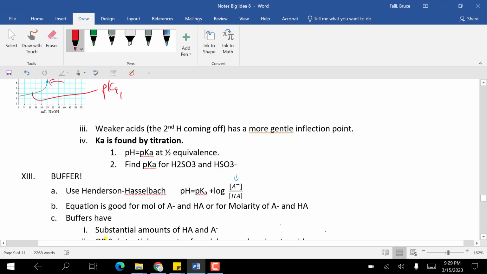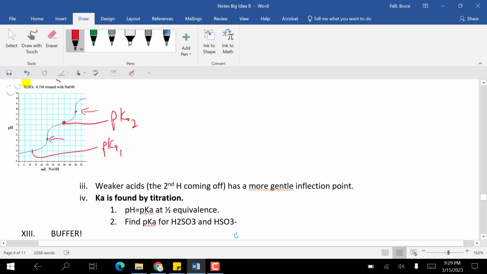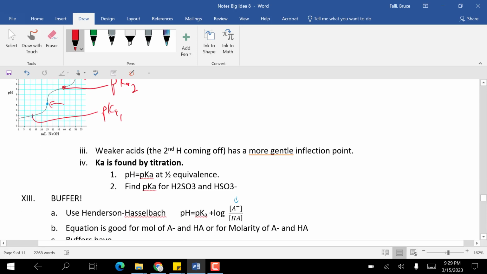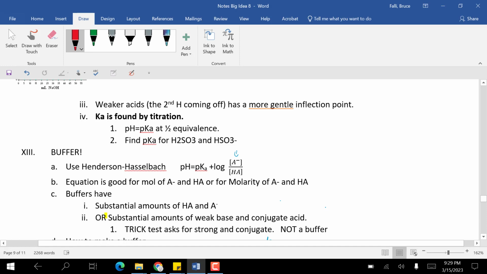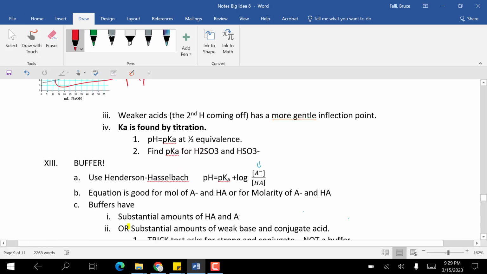Weaker acids, the second H coming off, has a more gentle inflection point. So remember, all weaker acids have a more gentle inflection point. Ka is found by titration. pH equals pKa at half the equivalence. We did that a lot already. And then we talked about how to find the Ka for those.